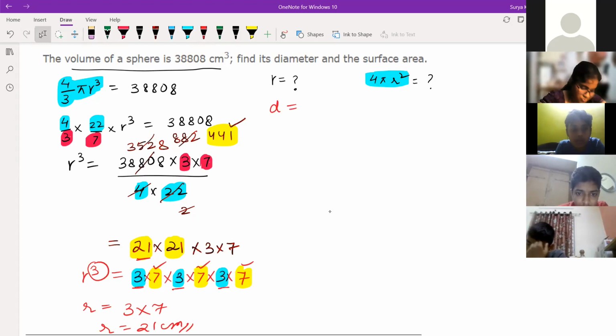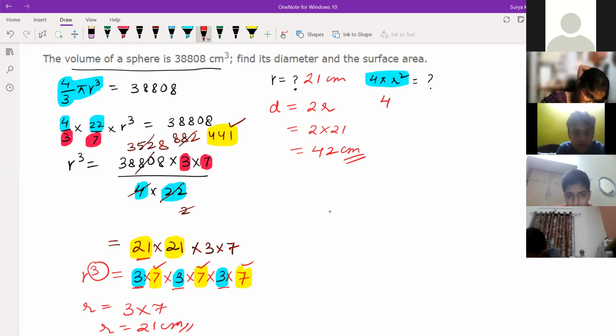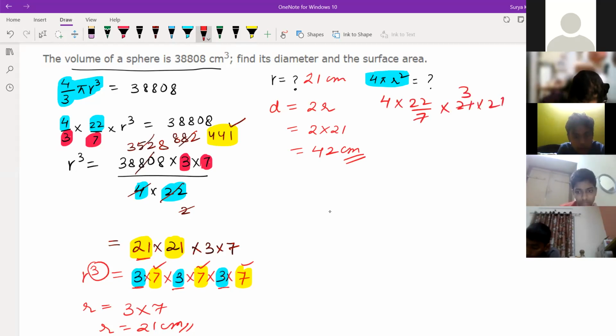So diameter is nothing but 2 times the radius. So 2 into 21, that is what? 42 centimeter is the radius. Sorry, 42 centimeter is the diameter. Radius is 21 centimeter. Now put the value of radius. So 4 into 22 by 7 into 21 into 21. 7 threes are 21. So now you can multiply and get the answer, all of you.